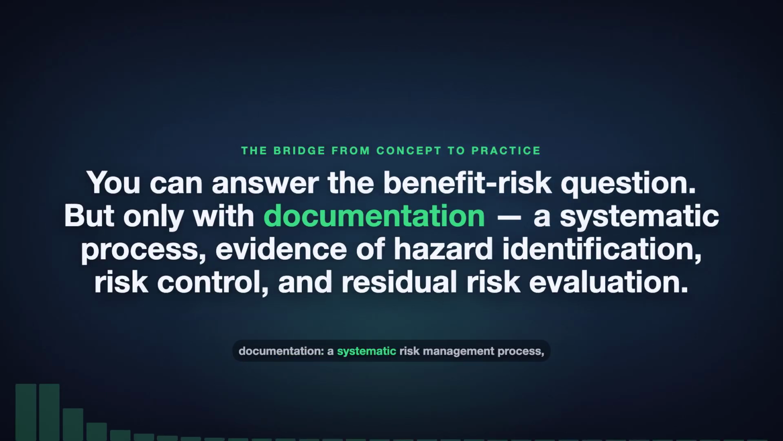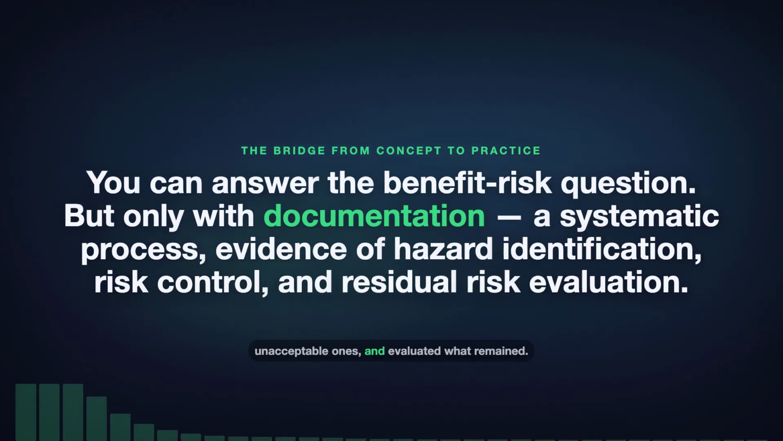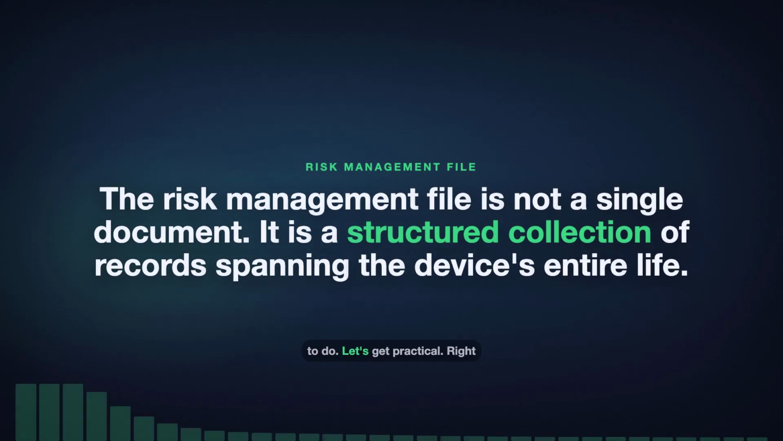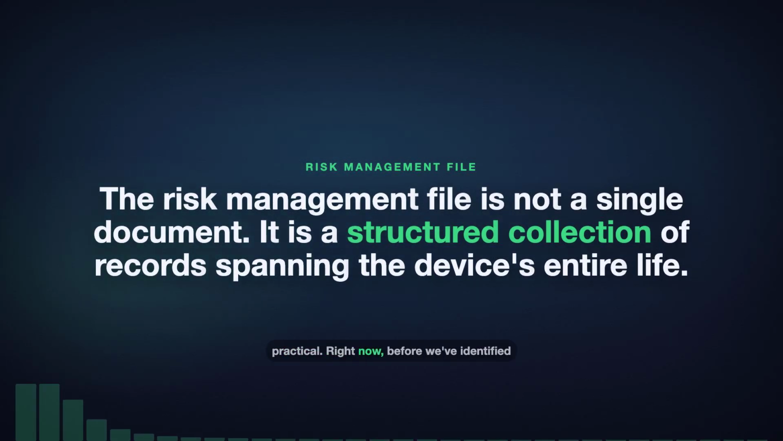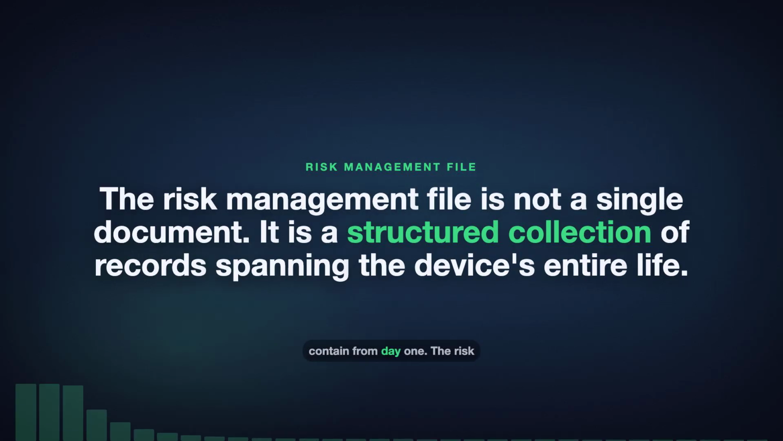A systematic risk management process, evidence that you identified the hazards, estimated the risks, controlled the unacceptable ones, and evaluated what remained. That is the work this course prepares you to do. Let's get practical. Right now, before we've identified a single hazard, let's look at what the risk management file needs to contain from day one.